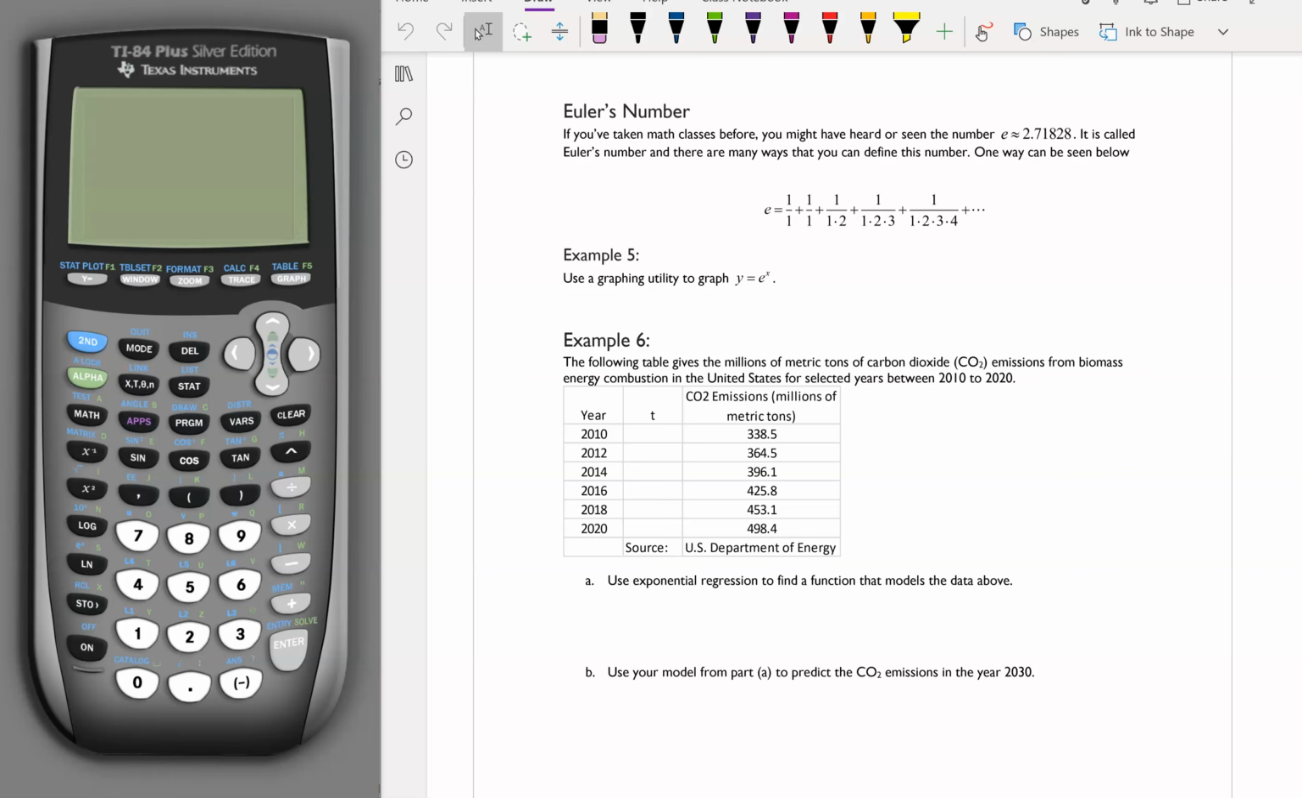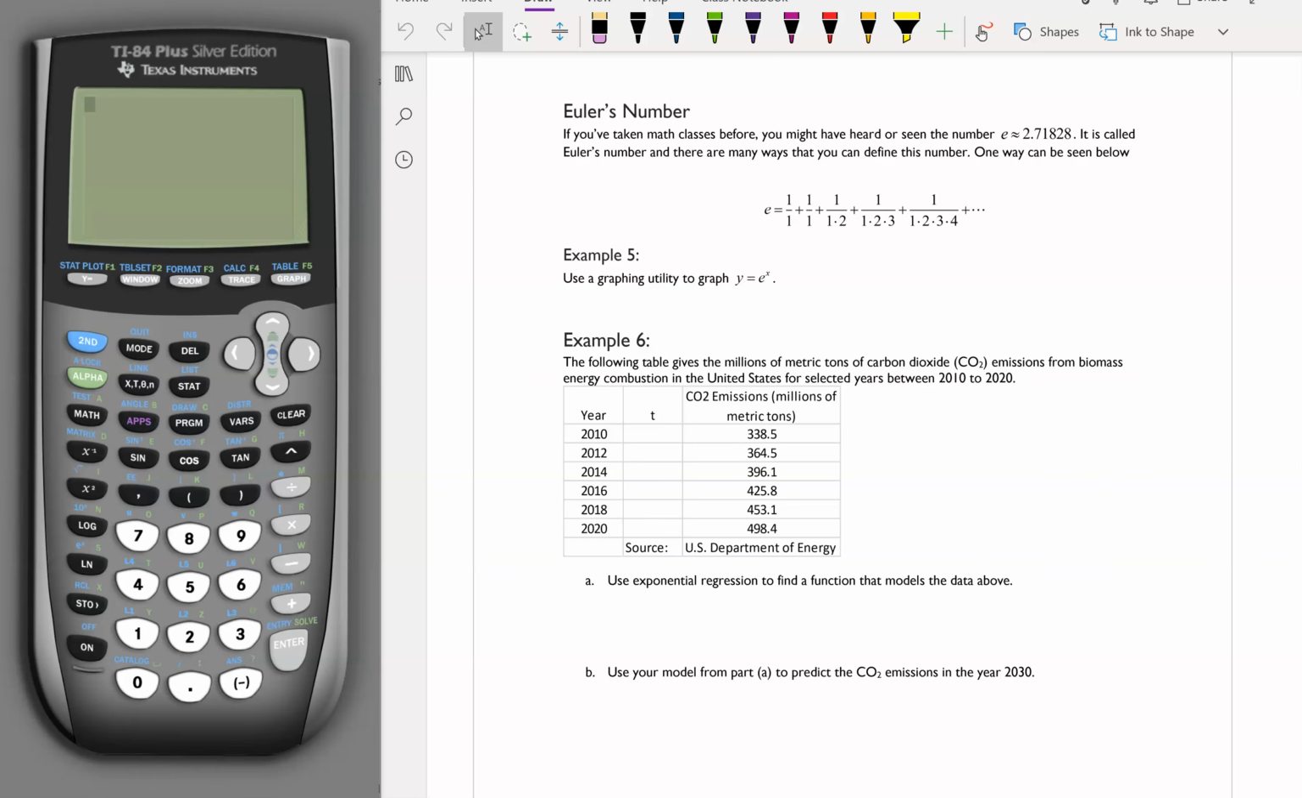One of the ways can be seen below, and it is if you take those fractions, even the ones that you can't see, and you continue that pattern, there would be infinitely many of these fractions. If you combine them all, take them together, and add them up, even though it seems kind of weird because there's an infinite amount of them, if you add all of them up, it gives you the number e.